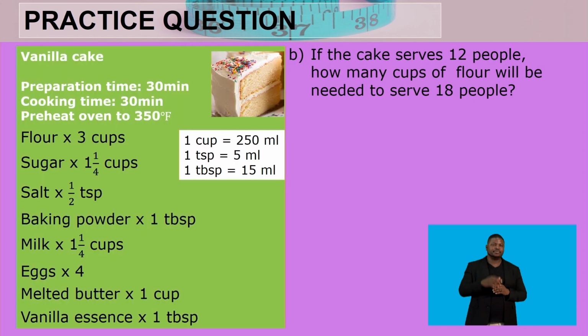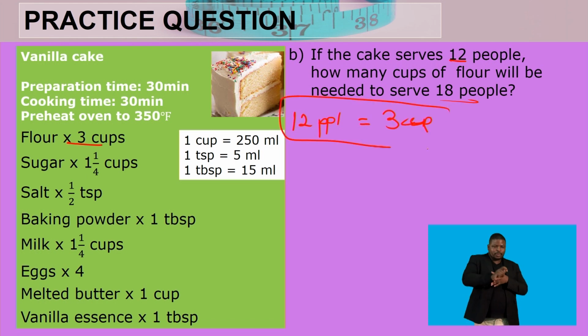Question B says, if the cake serves 12 people, so this one cake will serve 12 people, how many cups of flour will be needed to serve 18 people? So for 12 people, abbreviated as PPL, how many cups do we need? Cups of what? Of flour. Where is our flour? We need 3 cups for 12 people. So the question requires us to do what? This is your conversion factor. We are saying 3 cups for 12 people.